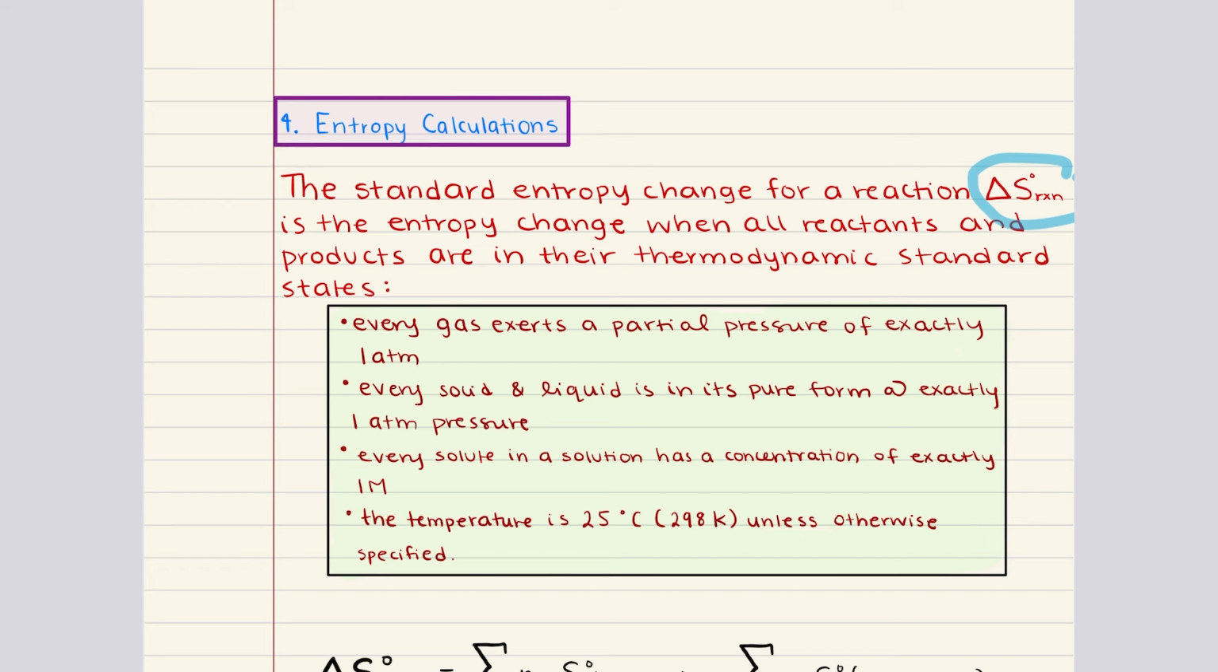The standard entropy change for a reaction is defined as the entropy change when all reactants and products are in their standard states. Standard states refers to a specific set of conditions, and those conditions are as follows. Every gas exerts a partial pressure of exactly 1 atmosphere. Solids and liquids are in their pure forms at 1 atmosphere pressure. Solutes in a solution have a concentration of 1 molar, and the temperature is typically set to 25 degrees Celsius, which is equal to 298 Kelvin, unless otherwise specified.